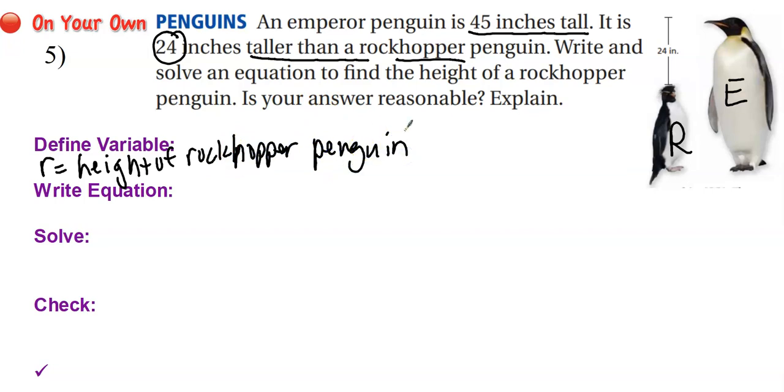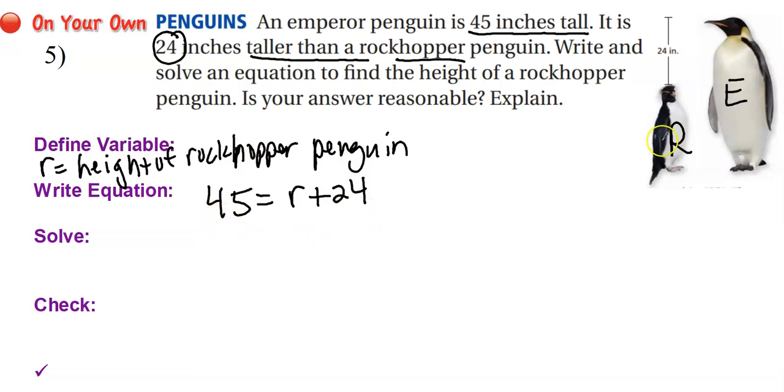Now again, this is where you're going to have to figure out, does it make sense to add or subtract? And when it says height is, I'm going to start with 45 as the height of the emperor penguin. And it is 24 inches taller than a rockhopper, which means I would take the rockhopper and I would have to add 24 inches to it to make the height of the emperor.